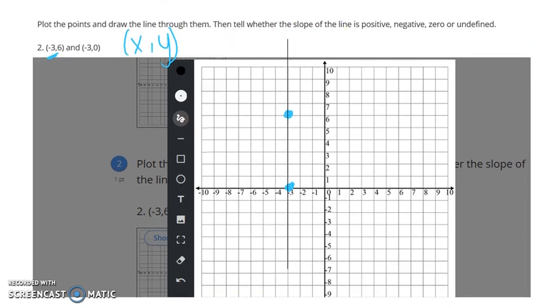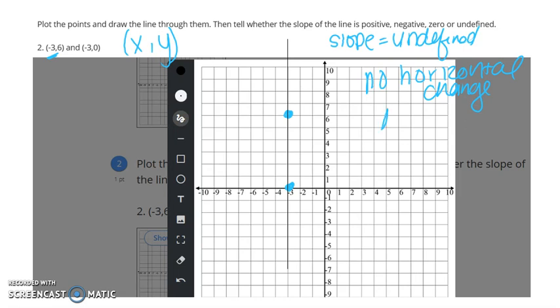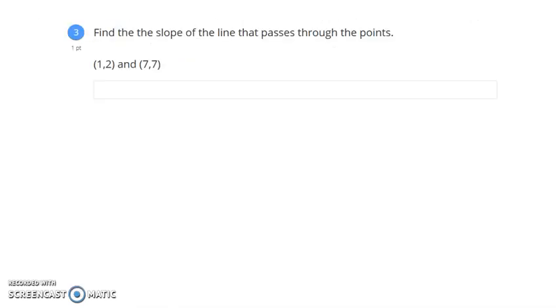So because of that, our slope is actually undefined because there's no horizontal change. And if you think about the formula, the change in y over the change in x, our change in x would be 0 here, and we can't divide by 0. That's why it's undefined. Awesome. In 3, we're going to use that formula.